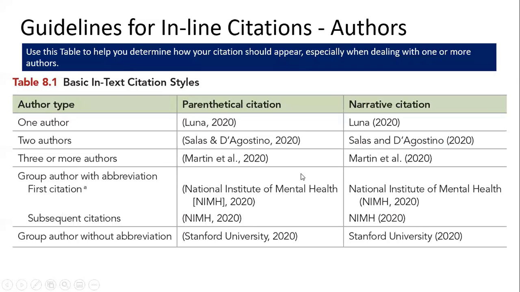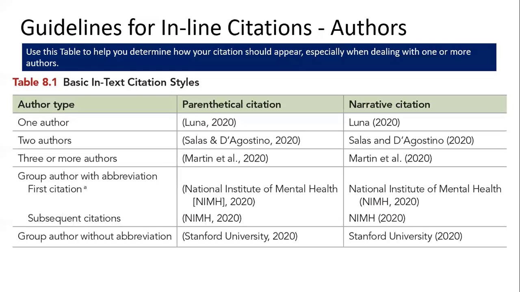Now, the one that's a little bit different is if you have three or more authors. If you have three or more authors, this is where it gets a little interesting. You'll notice that you have the first author that's listed, followed by the letters et al. Et al. is Latin for the fact that there are others. There are others who are listed as being authors in this article. And therefore, et al. simply means that there are more authors.